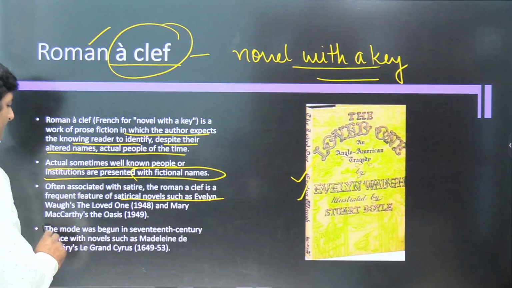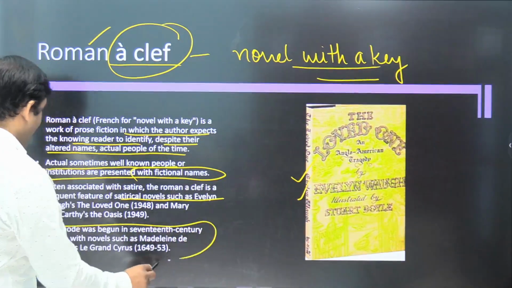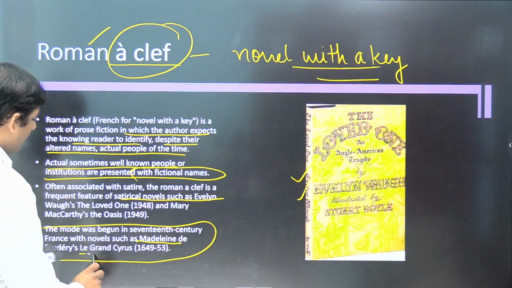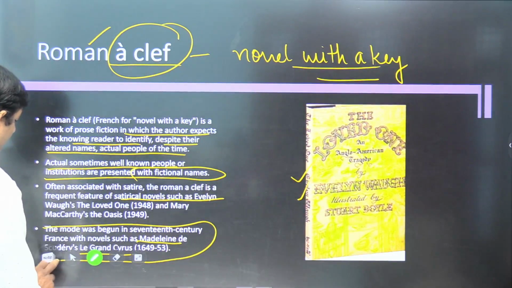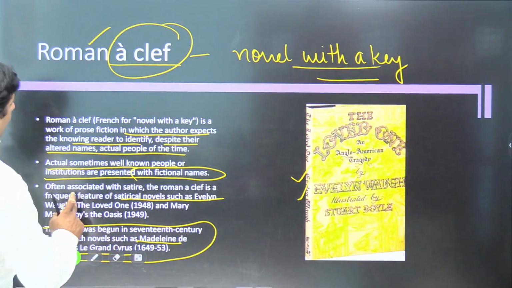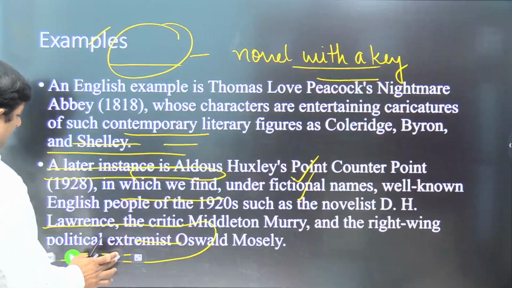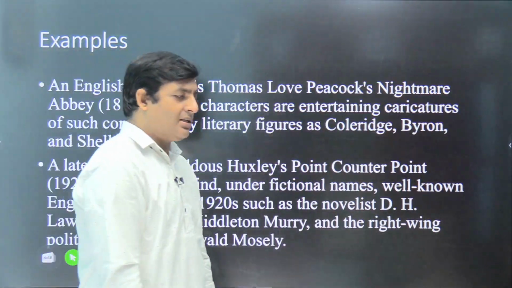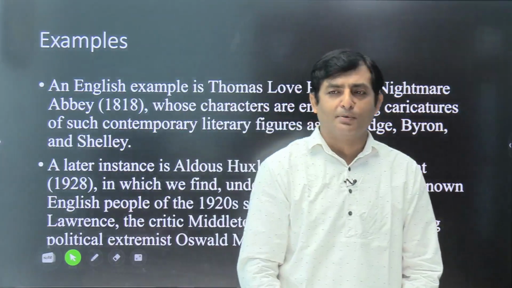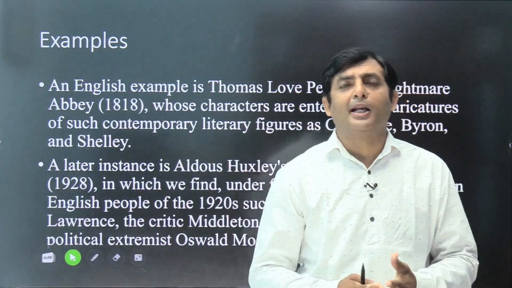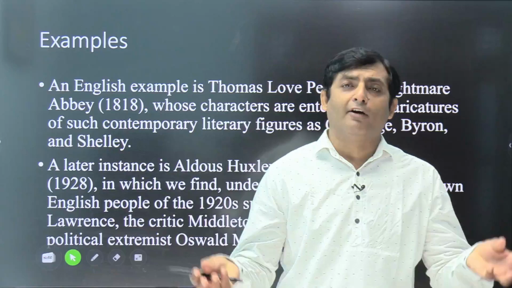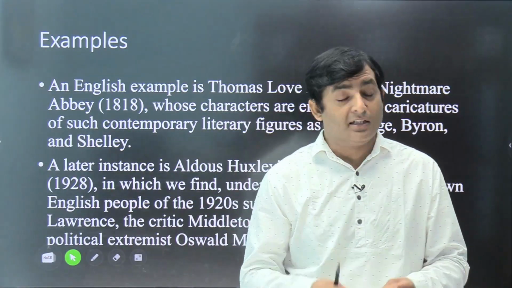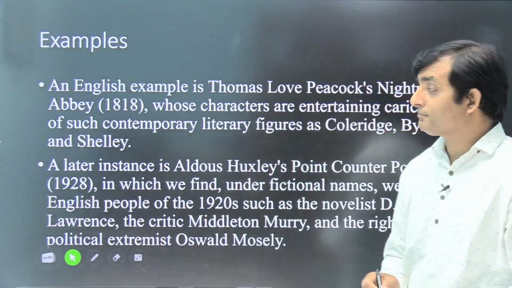The mode was begun in 17th century France with novels such as Madeleine de Scudéry's Le Grand Cyrus, and then from there it came to England, and in England the examples are here. The most popular example is Thomas Love Peacock's novel Nightmare Abbey. In Nightmare Abbey, he presents a number of real Romantic poets, real Romantic novelists, essayists through fictitious names.